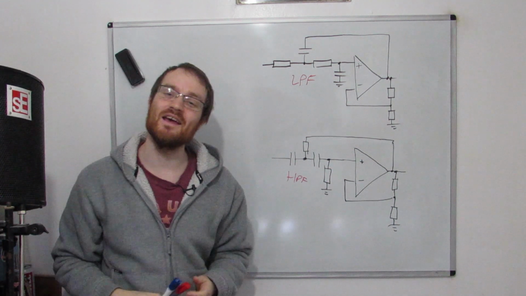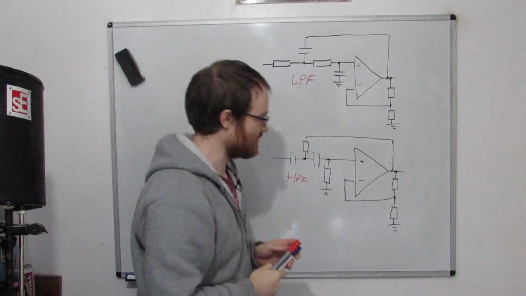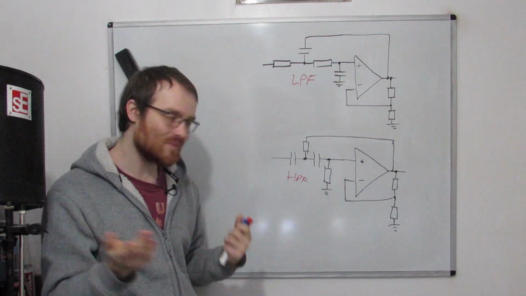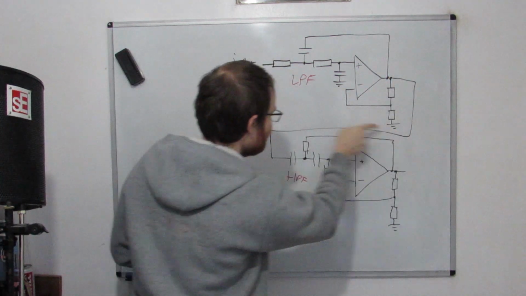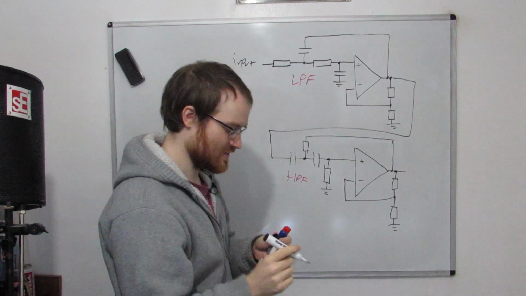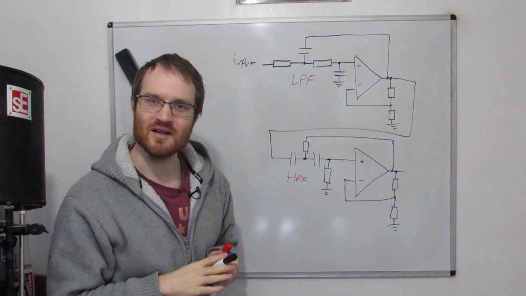So what we're going to look at today is what happens when you run one filter into another type of filter. What happens then? If we put the input here, run it through this low pass filter, and then run that through this high pass filter, then where's the pass band going to be?